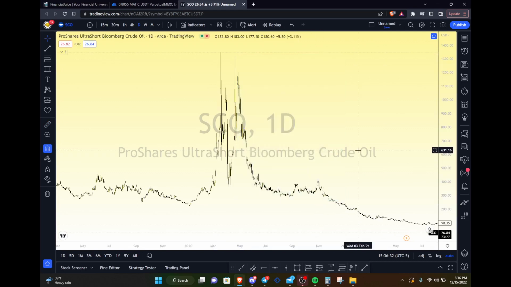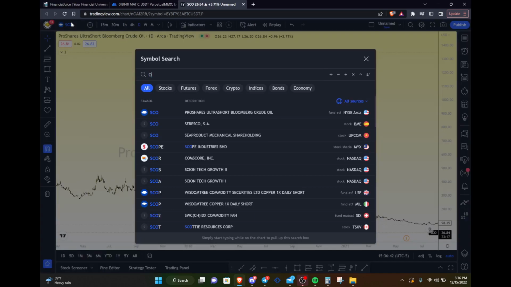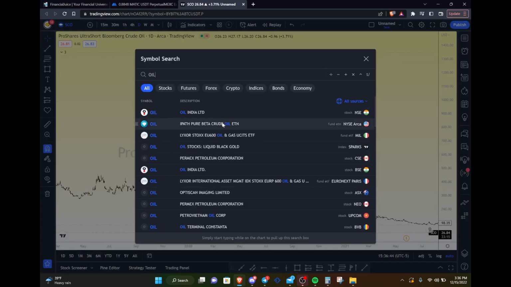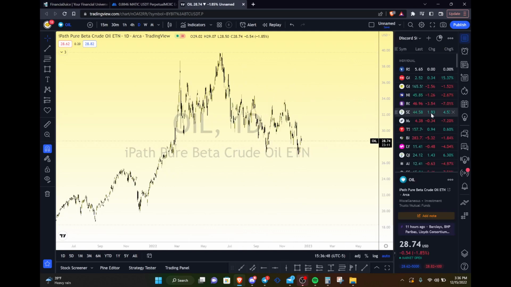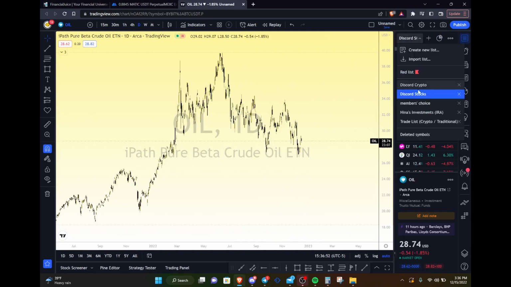So you'll see me buy these positions and hold them anywhere from a day to maybe two weeks, and then I'm out, because I'm looking at the oil chart. Actually, let me go to my other chart. So oil, I think, is going to come down, so there's a good chance that SCO will go up. And that is what happened.